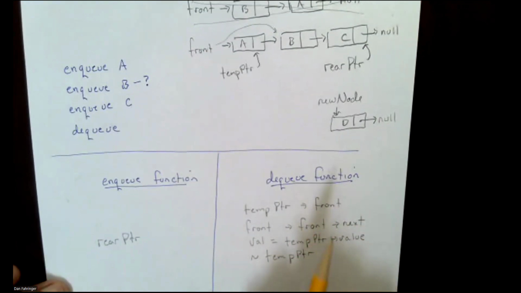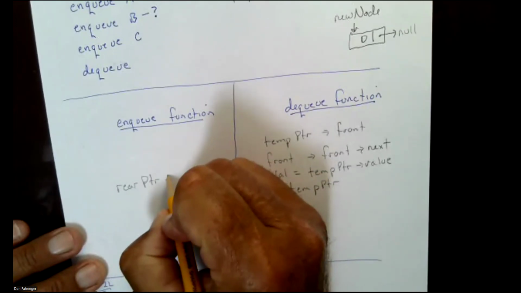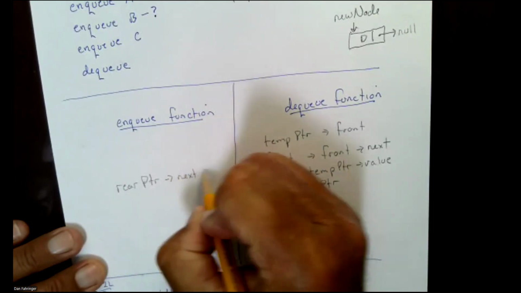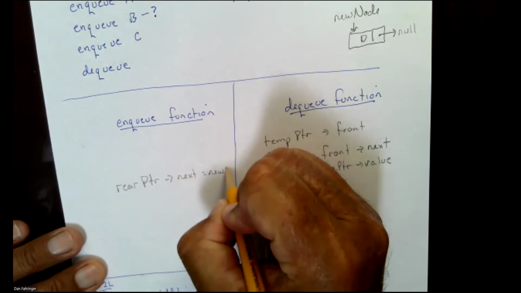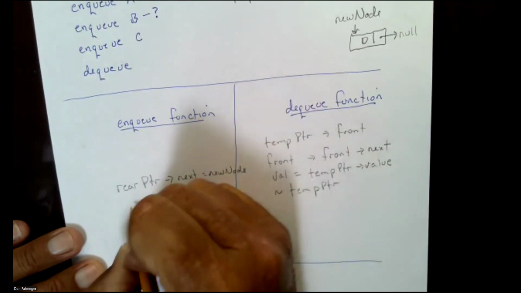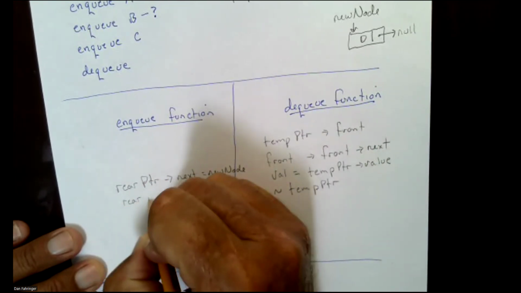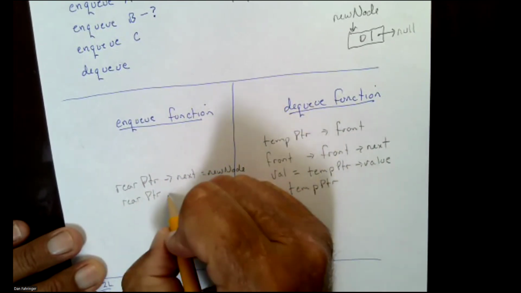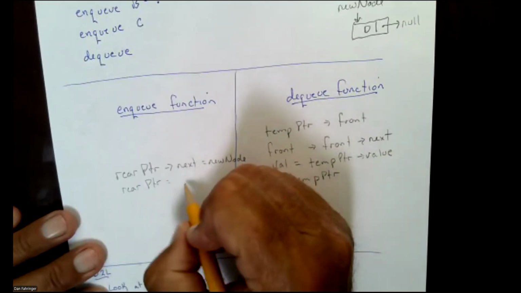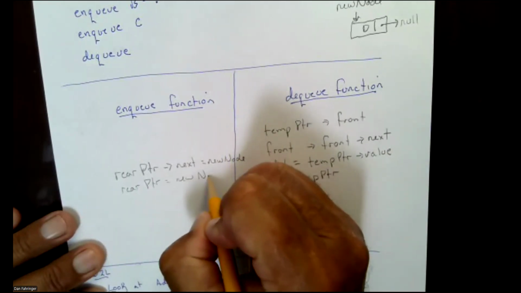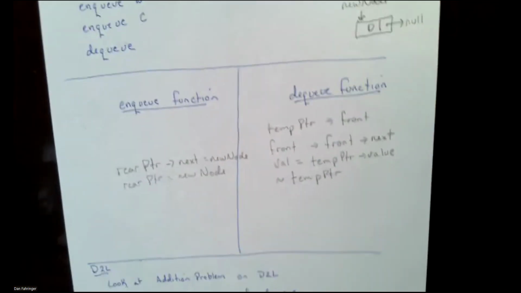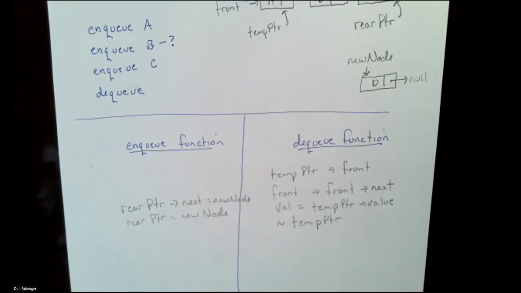So the rear pointer next points to the new node, but then after that, the rear pointer points to the new node. So the rear pointer is now at the end of the linked list. Very good. Now, is that all that's going to be in NQ?